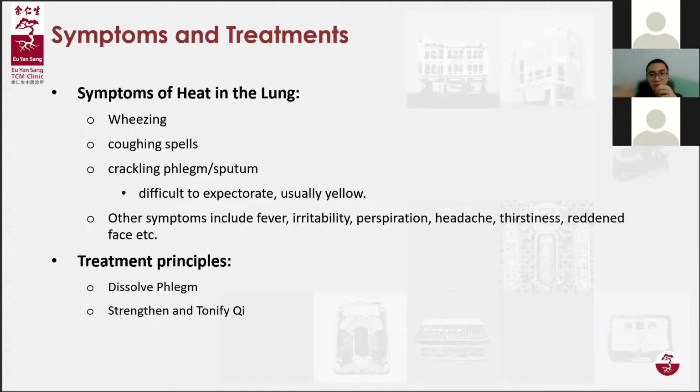Right, so in TCM theory, the treatment for this excess pattern is to dissolve the phlegm, right? And for the deficiency one, it is to strengthen and tonify the weakened qi. The weakened qi is actually the body's energy, essential energy.